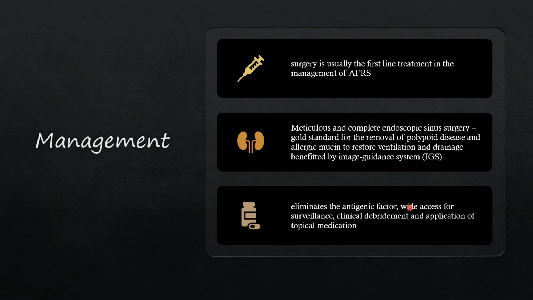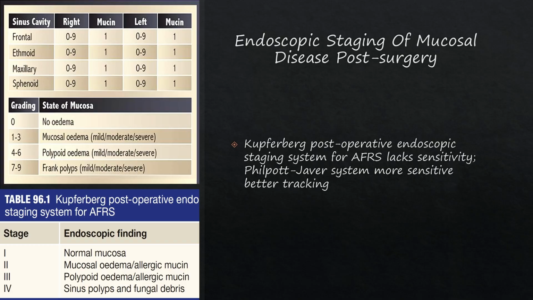Now after you have performed the surgery, you have to follow the case. For follow up, you have two criteria that you can use. First is Kupferberg. Kupferberg had a post-operative staging: if it is normal nasal mucosa, it is stage 1. If the mucosa is edematous, then it is stage 2. If polypoidal edema, then stage 3. If allergic mucin is present, we check whether either of these is present. And if there are frank polyps or fungal debris, then it will be stage 4.